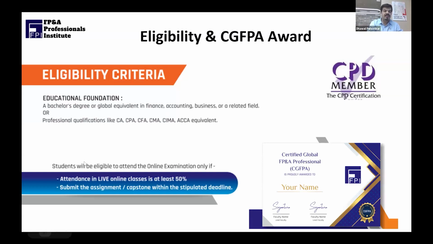Now, how will you get the CGFPA award? There are 2 conditions. One is that you need to attend the live online classes, at least 50% of them. Every Saturday, we meet just for 2 hours, live online, and you are required to attend at least 50% of the classes live. Then submit a capstone project, where we'll guide you step by step, which is actually a budget presentation to a CFO. You submit that capstone project, and this will make you eligible for the final examination. The final examination is a 2 hours, 100 marks, multiple choice questions examination, 50 questions. And after you complete this 2 hours examination, you will be awarded the CGFPA certificate from FP&A Professionals Institute.